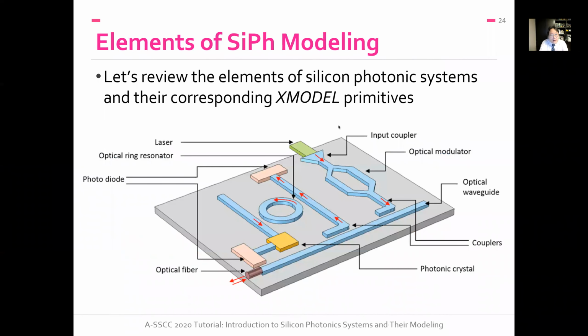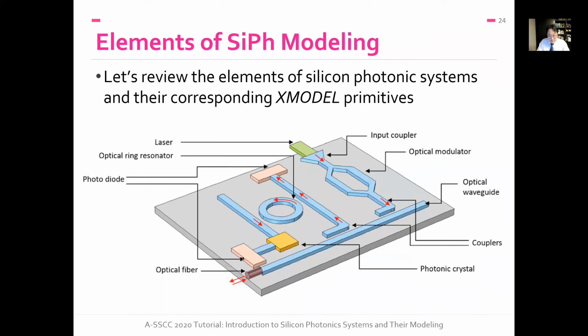All right, so from now on, I'd like to review the elements of silicon photonics system and how they correspond to XMODEL primitives. Here's a picture of a typical silicon photonics system that has a laser source, some sort of modulator, and the modulator signal gets coupled onto a waveguide between the transmitter and receiver. On the receive side, you select a certain wavelength you want to listen to, and then you detect that signal and convert that into an electric signal through a photodetector.